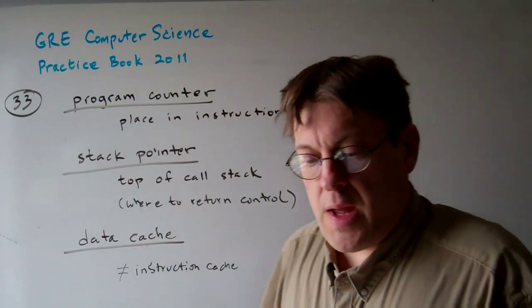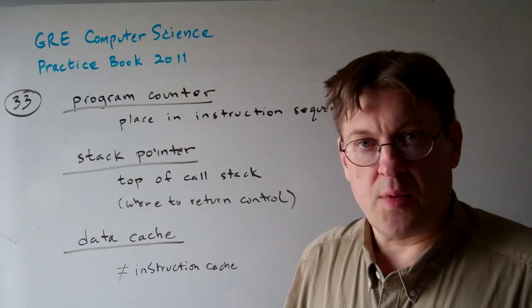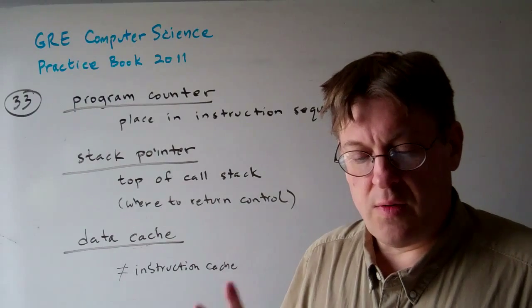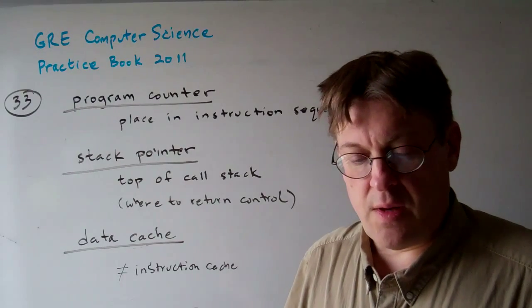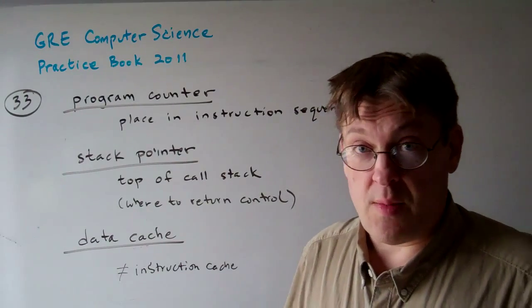Question 33. Which of the following typically occurs when a procedure call is executed on a processor? 1. The program counter is updated. 2. The stack pointer is updated. 3. The data cache is flushed to avoid aliasing problems.